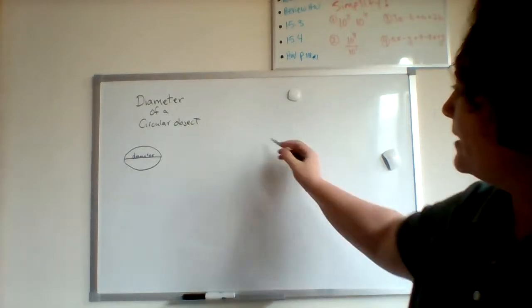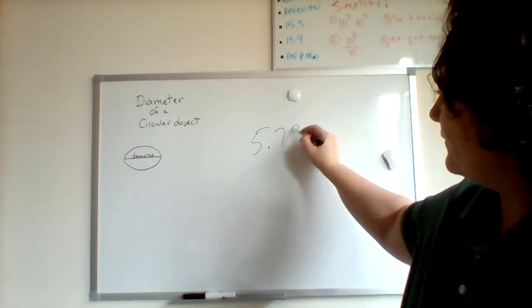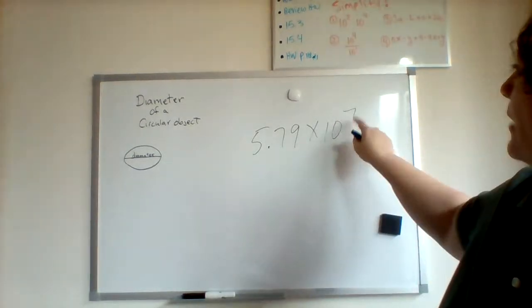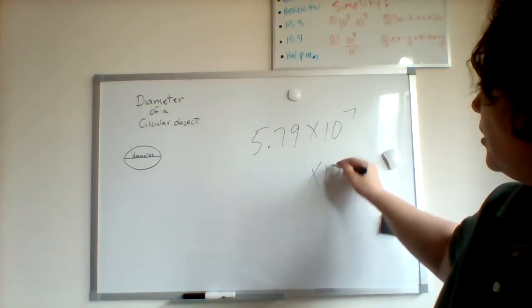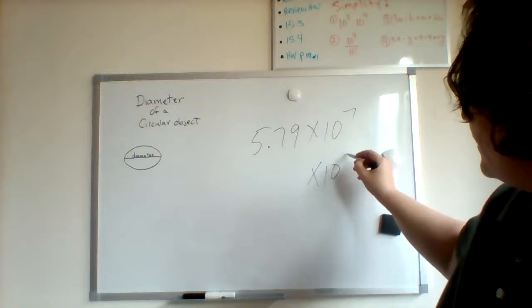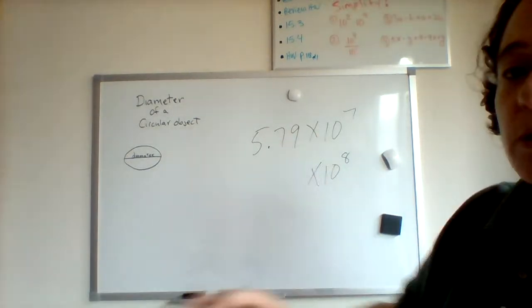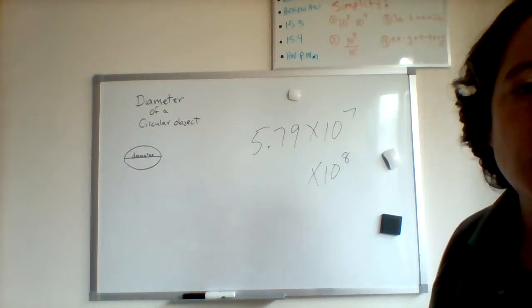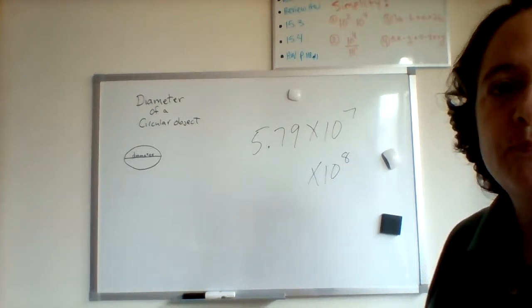If I want to take 5.79 times 10 to the 7, I want to make sure that it's no longer to the power of 7. Now I want to make sure that it's power of 8 because I want to be able to add it. The live keeps freezing. Just refresh it. I'm sorry.